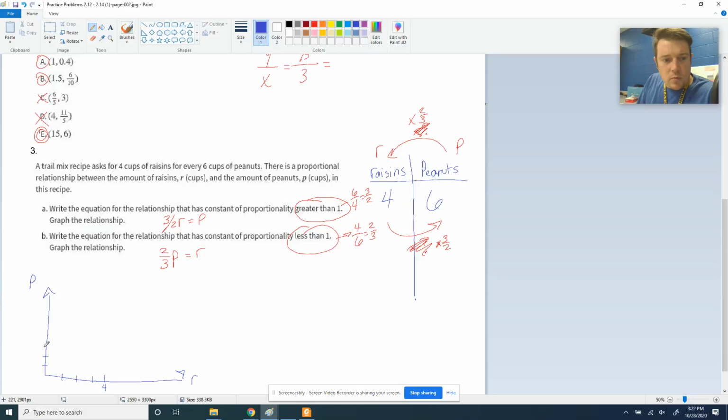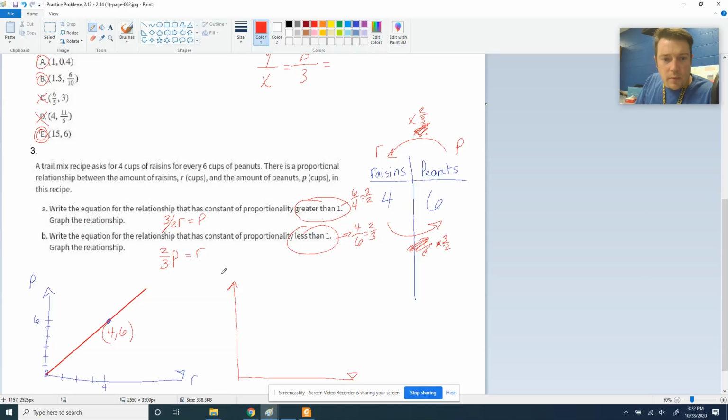So 1, 2, 3, 4, 5, 6 peanuts. It would go through that point and through the origin. And I want to use my fancy line tool to show that it goes through those. And just so I know what the point is and that I understand this, I'm going to put the ordered pair 4, 6. And for the other one, okay, I'm going to sketch a graph for the other one.